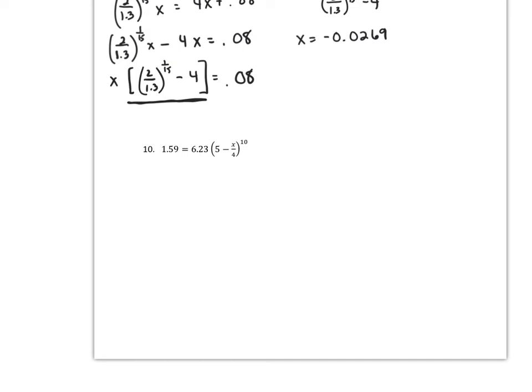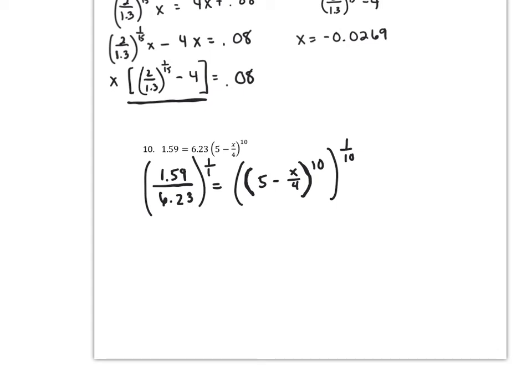Number 10 is very similar. Let's divide both sides by 6.23. So that's 1.59 divided by 6.23 equals 5 minus x over 4 to the 10. Okay, I need to get rid of the 10th. So I'm going to raise both sides to the 1/10.